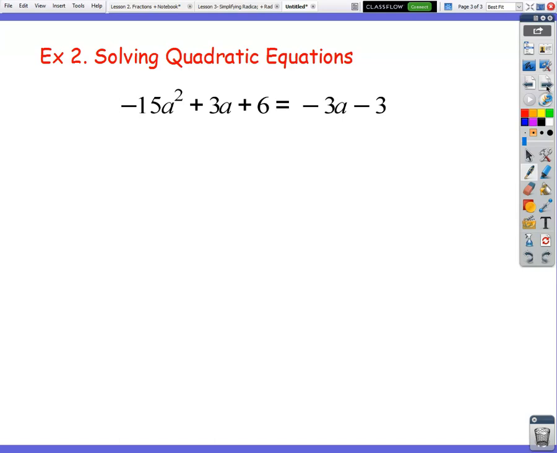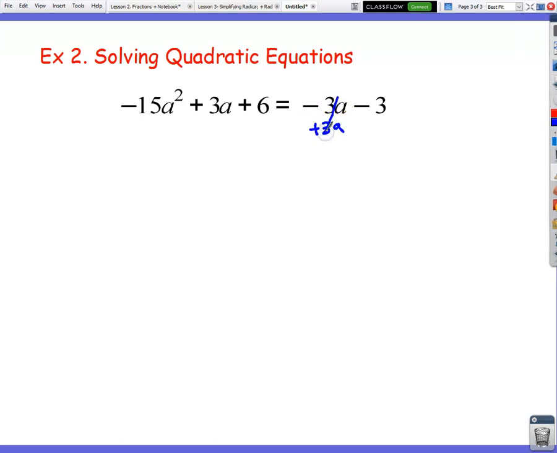Now, if you remember, factoring only works when you have a 0 on one side. So we need to move everything over so that we can set this equation equal to 0. The easiest way to do this is to move over the -3a plus 3. So we're going to add 3a to move that over to the other side, and add it to the 3a here. And we're going to add 3 to move it from here to the other side and add it to the 6.